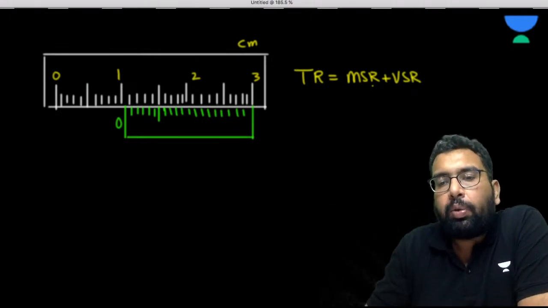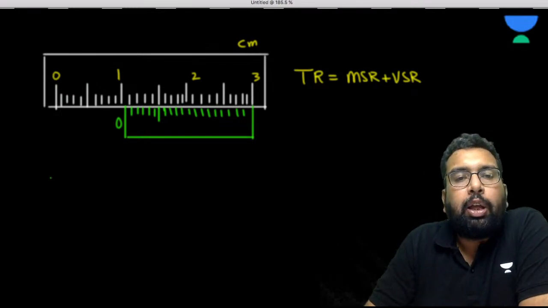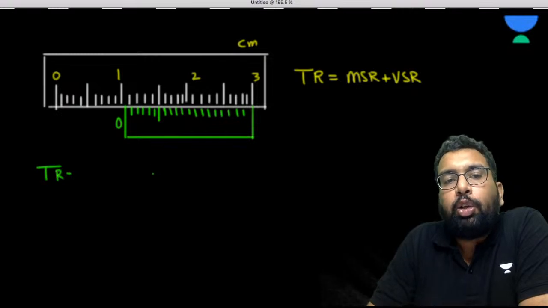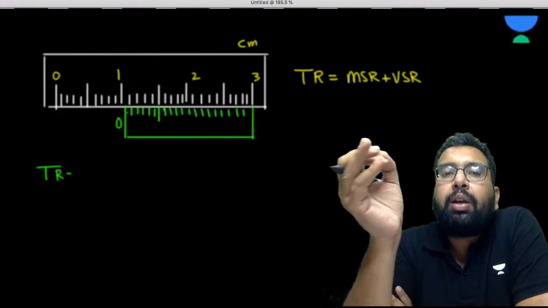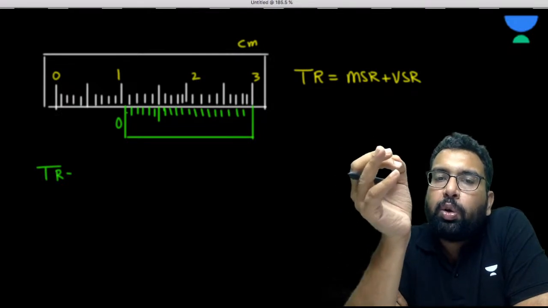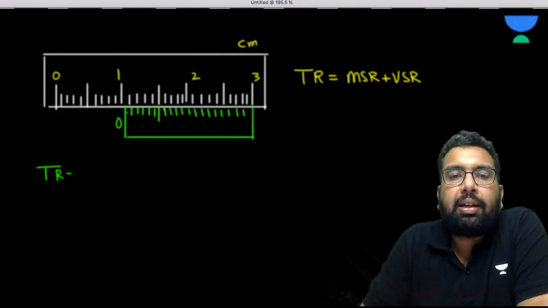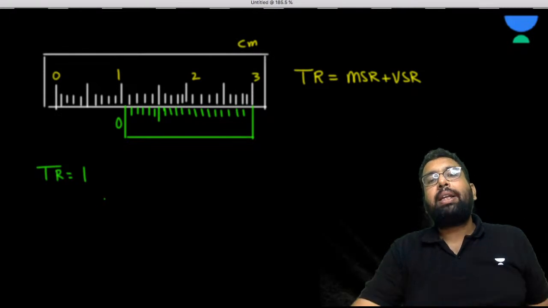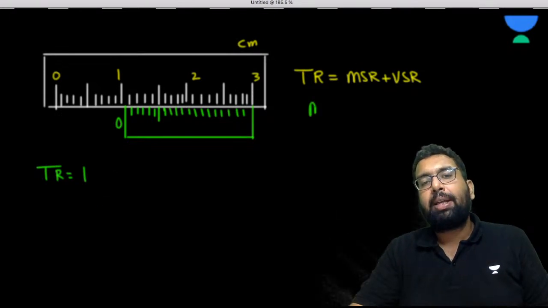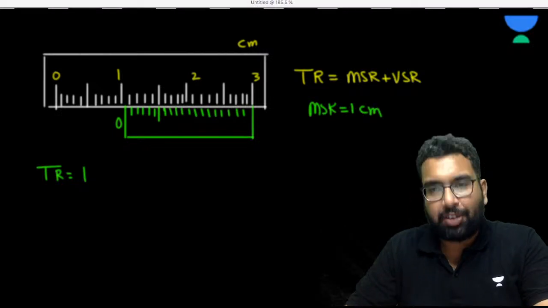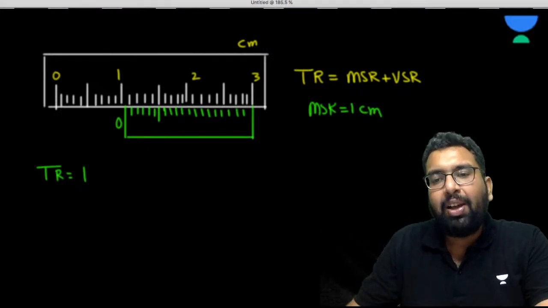So what is going to be the total reading? What is the main scale reading? The main scale reading is the reading on the main scale just before the zero on the Vernier scale. Clearly, just before zero on the Vernier scale, the reading is 1 centimeter. So MSR here is 1 centimeter. Now, what is the VSR? That is the question.